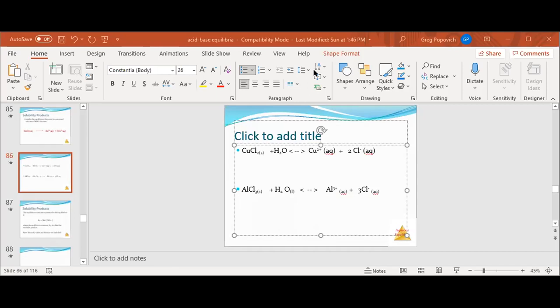If my copper 2 chloride breaks into copper 2 plus and 2 Cl minuses, can you tell me what my equilibrium constant is? Ksp will be Cu 2 plus times Cl minus raised to the power of 2. Okay.